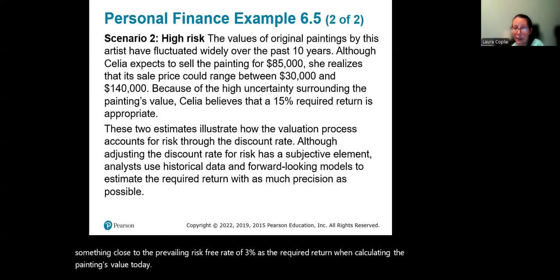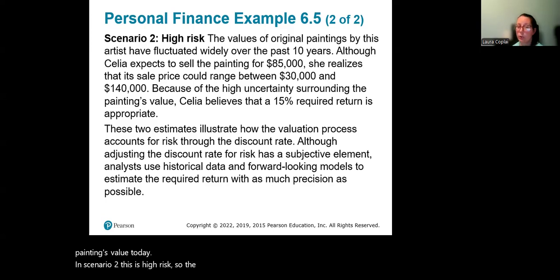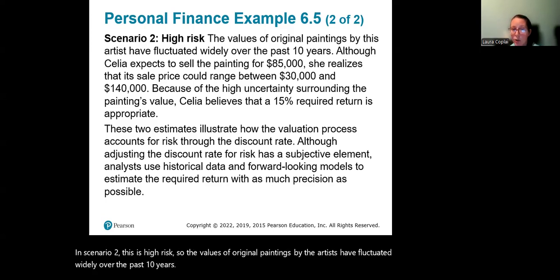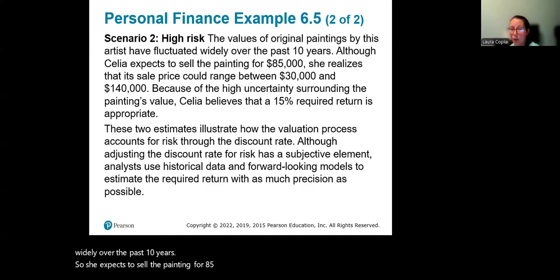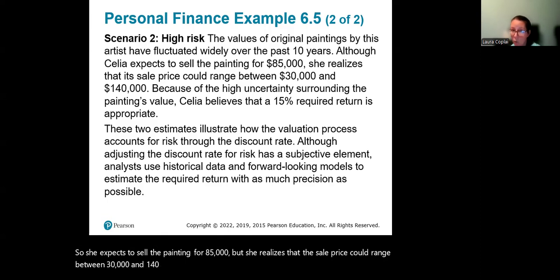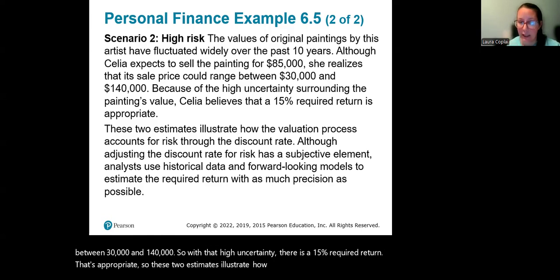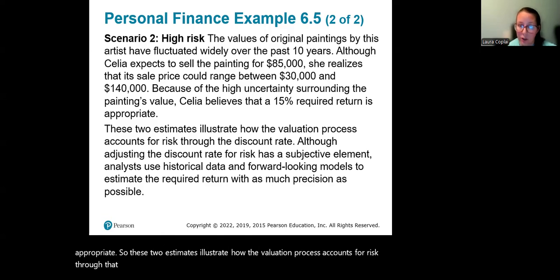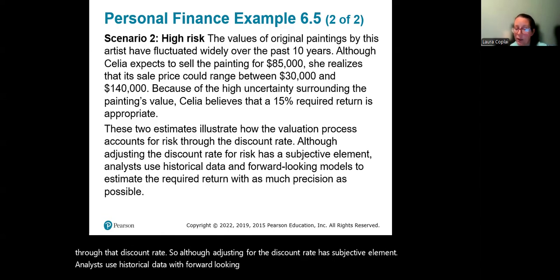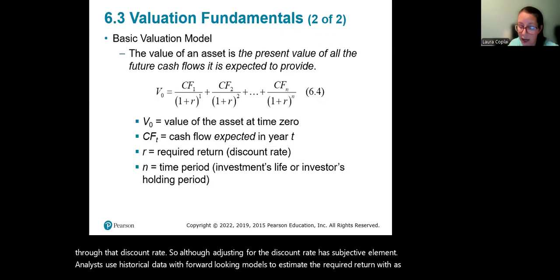In scenario 2, this is high risk. The values of original paintings by the artist have fluctuated widely over the past 10 years. She expects to sell the painting for $85,000, but she realizes that the sale price could range between $30,000 and $140,000. With that high uncertainty, a 15% required return is appropriate. These two estimates illustrate how the valuation process accounts for risk through the discount rate. Although adjusting the discount rate has a subjective element, analysts use historical data with forward-looking models to estimate the required return with as much precision as possible.